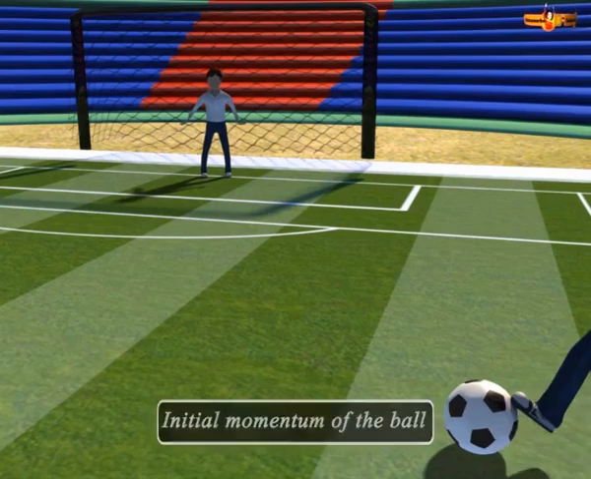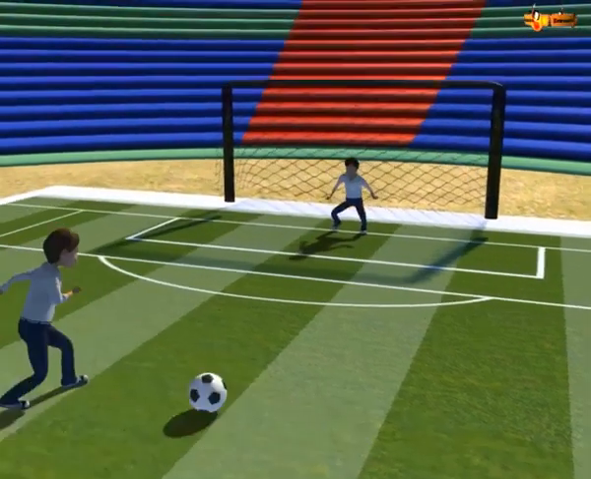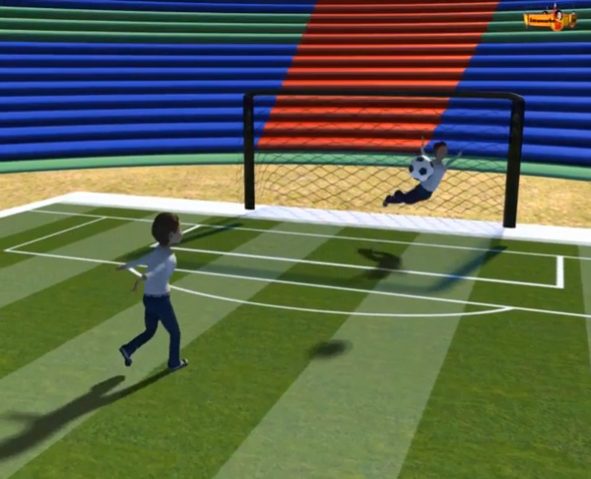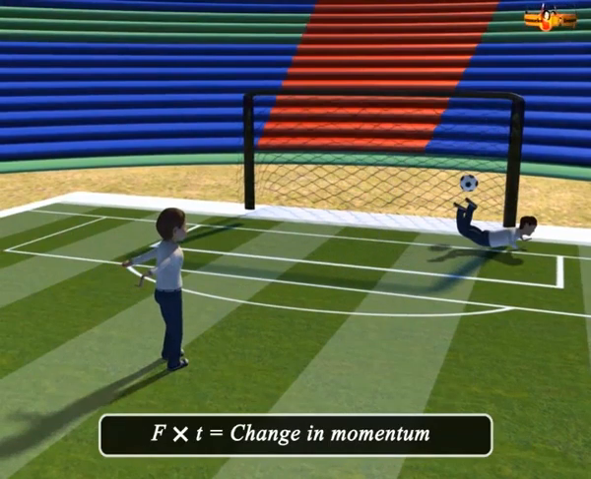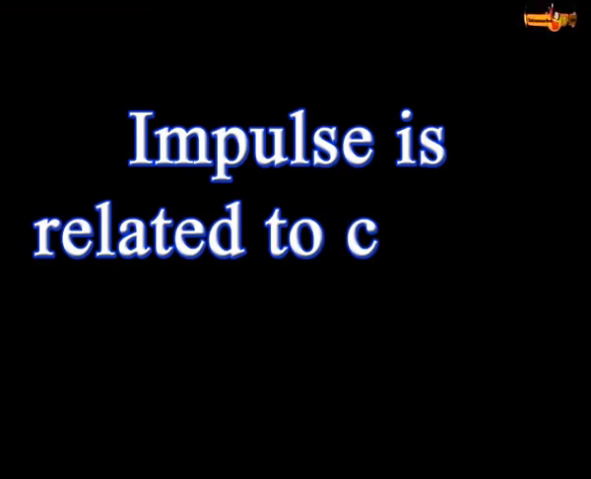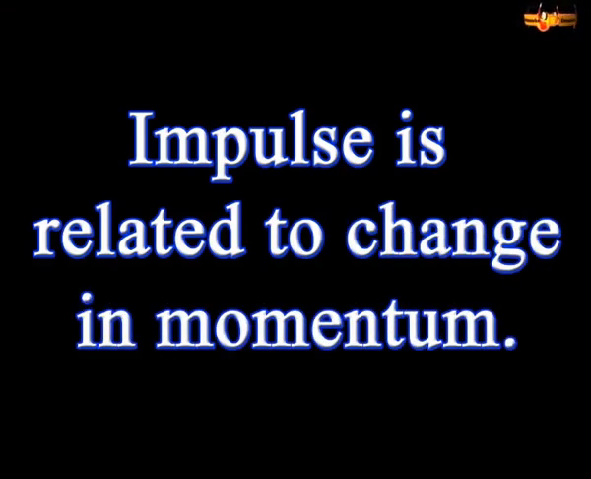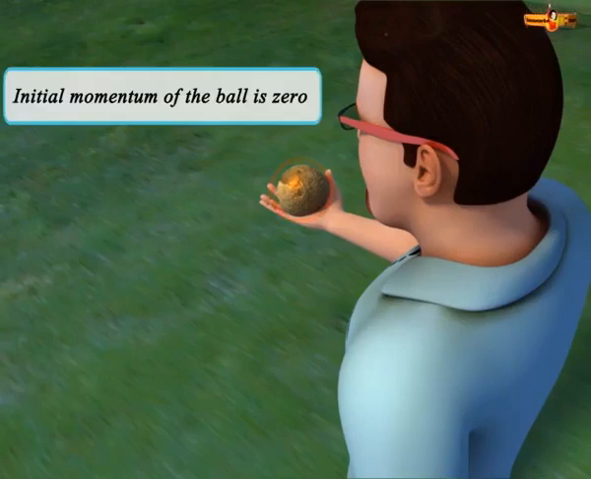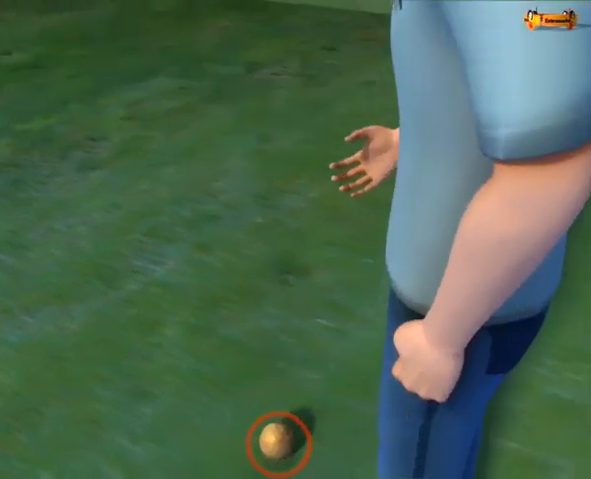Impulse of a force is also defined as the change in the momentum produced by the force. Let us see how impulse is related to change in momentum. Here, we can see that a boy holds an iron ball in his hand, where the initial momentum of the ball is 0, but as he releases the ball, the momentum changes.